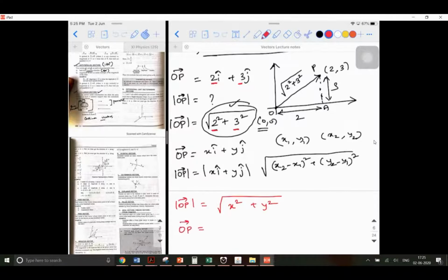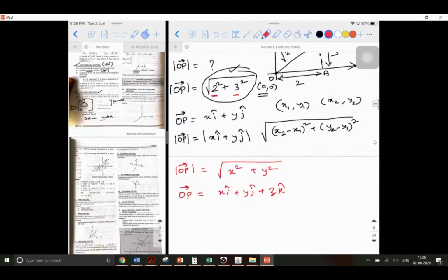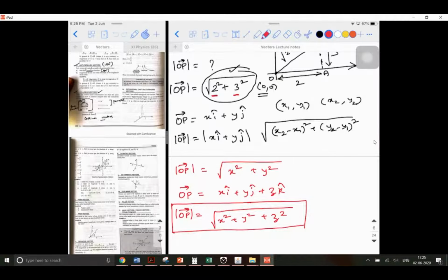Suppose I have the vector OP vector as x i cap plus y j cap plus z k cap, then how do I write the magnitude of OP vector? Square root of, I'm just extending it, x square plus y square plus z square. That's it, as simple as that. This is going to be the formula for the magnitude of a vector when it is given in its standard form. So let's take an example.